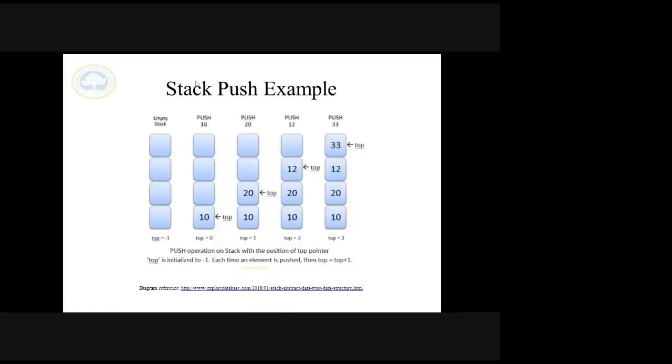Now see here, this is the same thing, just another example. Top is minus 1 with the top value given over here. When I push, what will happen is minus 1 plus 1, top plus plus, right? So top will become 0, and 10 is pushed. Push 20: top is 0, so it goes to plus 1, it increments the top and 20 is added. Then push 12, top is equal to 2, so 12 is pushed. Then the next one goes at 3.